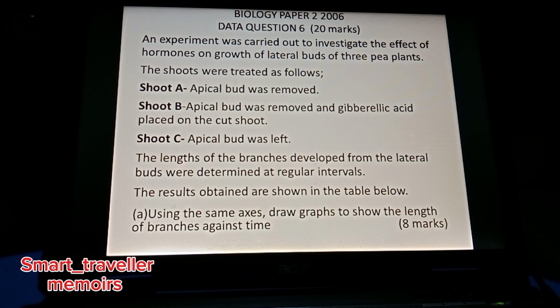An experiment was carried out to investigate the effect of hormones on growth of lateral buds of 3 pea plants. The shoots were treated as follows. Shoot A, apical bud was removed. Shoot B, apical bud was removed and gibberellic acid placed on the cut shoot. Shoot C, apical bud was left. The lengths of the branches developed from the lateral buds were determined at regular intervals. The results obtained are shown in the table below. Using the same axis, draw graphs to show the length of branches against time.